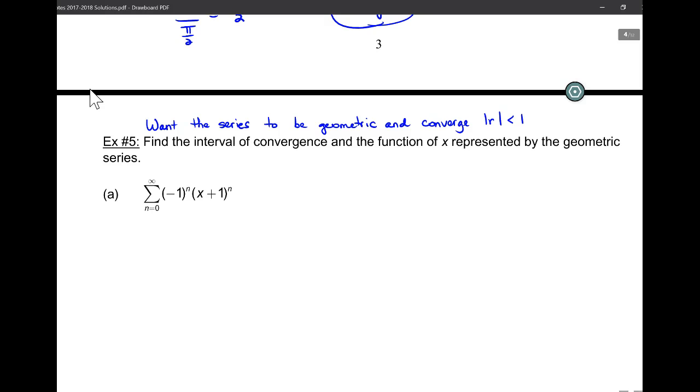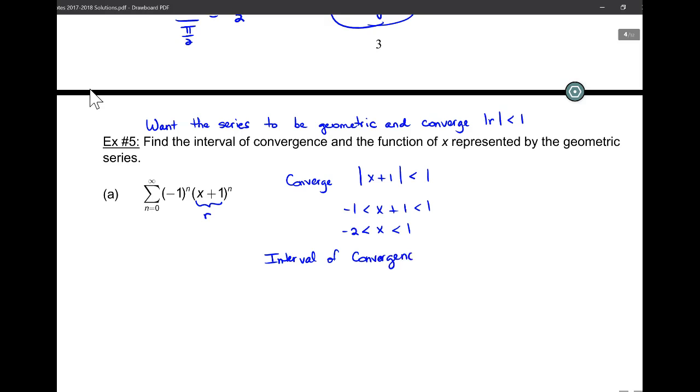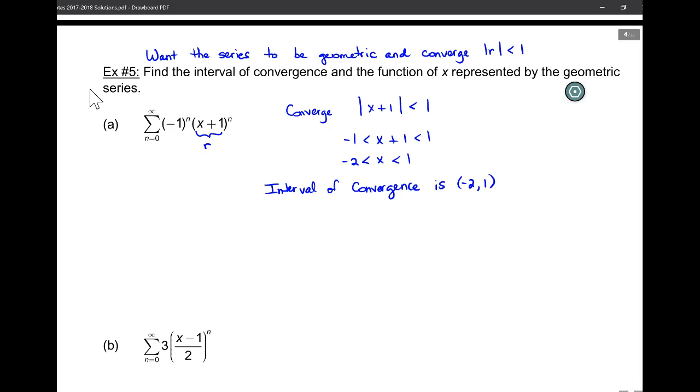Okay. So here, this piece, this is our r. So this is going to converge when the absolute value of x plus 1 is less than 1. So we have that. So we have -2 to 1. So our interval of convergence is -2 to 1.